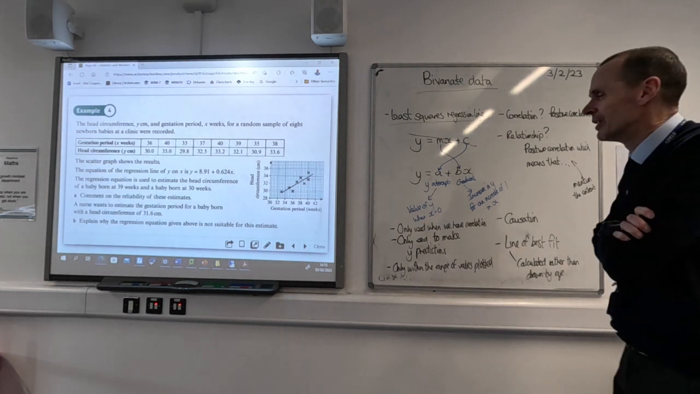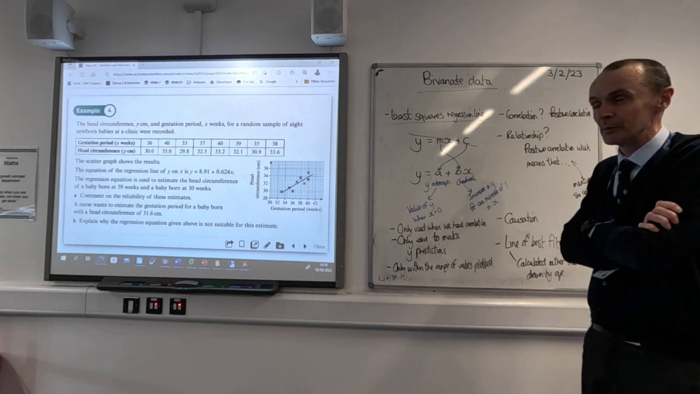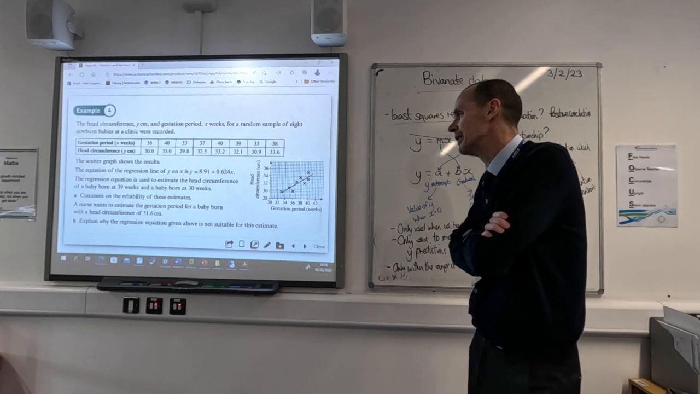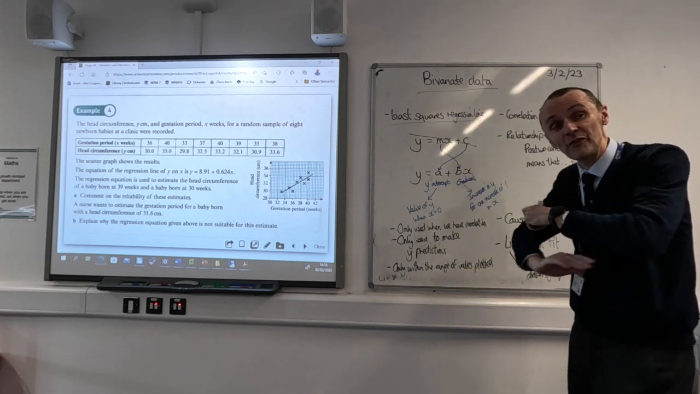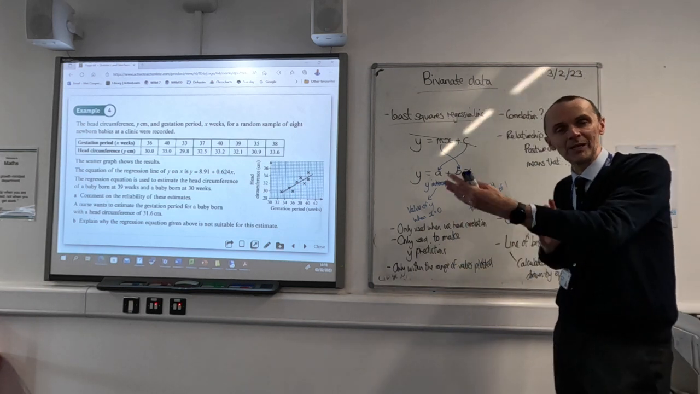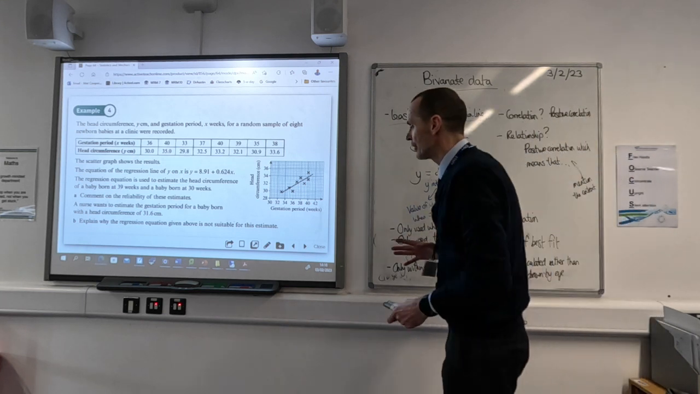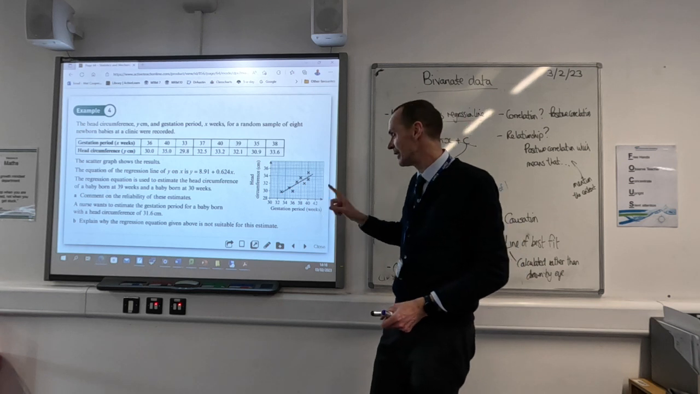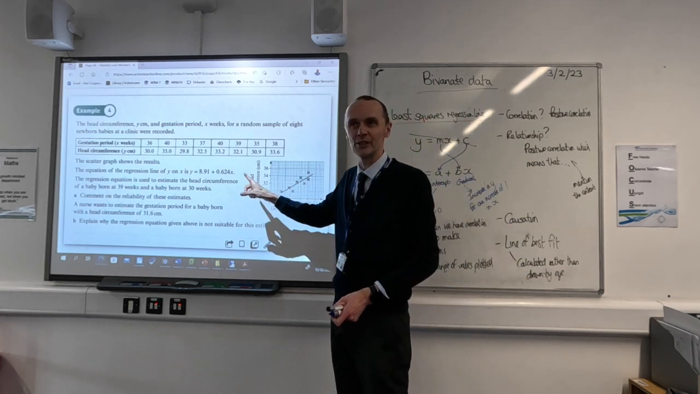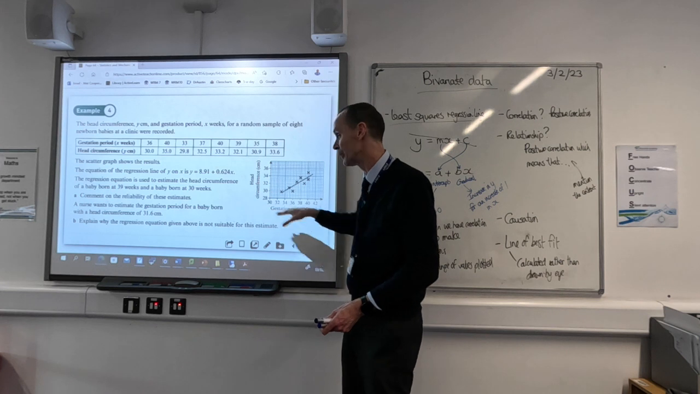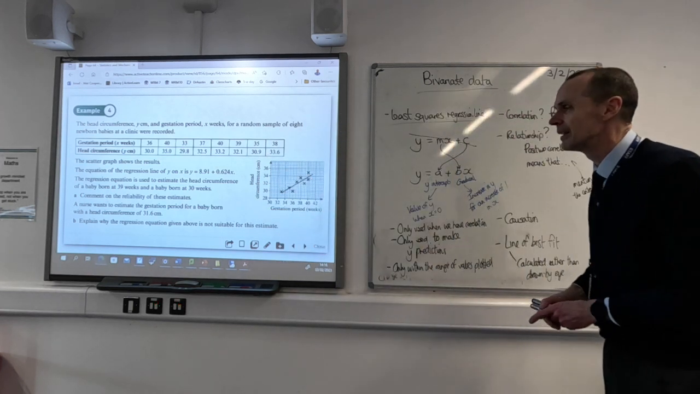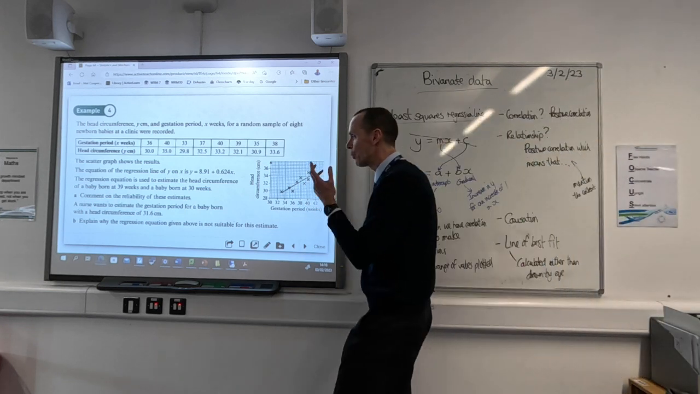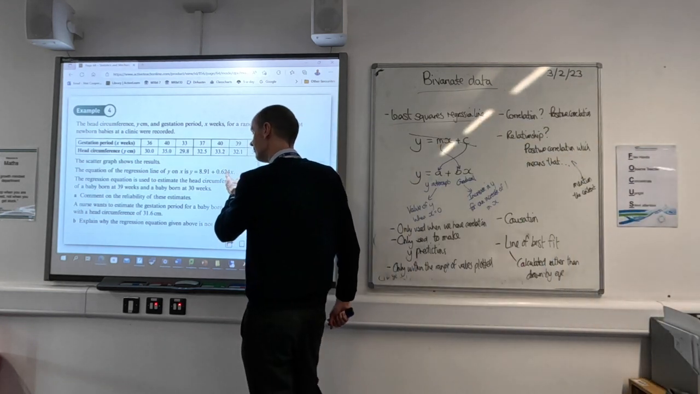So gestation period, that's how long the baby was in the womb, and its head circumference. We've got a fairly clear positive correlation and a fairly clear independent dependent variable. All right. Size of head is not affecting how long you spend in the womb. It is how long you spend in the womb that is affecting size of head. So independent, dependent. So they plotted it correctly. And we are given the equation of the line of best fit. Okay?